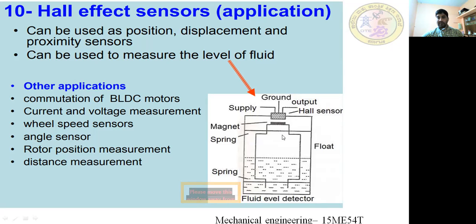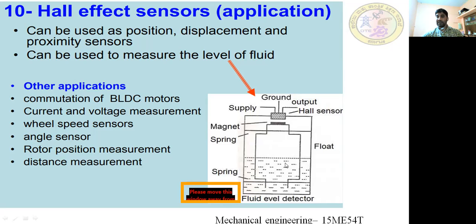As a result of this, the distance changes between this magnet and the Hall sensor. Above the float, we have one Hall sensor here, and it will be connected to the voltage measurement. You can see here as the water level increases, the distance between this magnet and Hall sensor increases. So as the distance between the Hall sensor and the magnet changes, the corresponding Hall voltage will be generated, and it will be measured and converted into an output, and it is proportional to the liquid level.